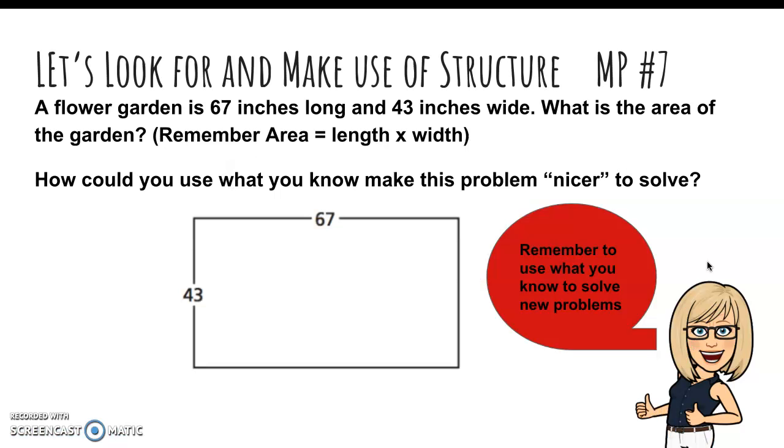So we're going to be working on mathematical practice number 7, which is to really look for and make use of structure. So we have a flower garden that's 67 inches long and 43 inches wide. We want to find the area of the garden. And remember, your area is your length times your width.